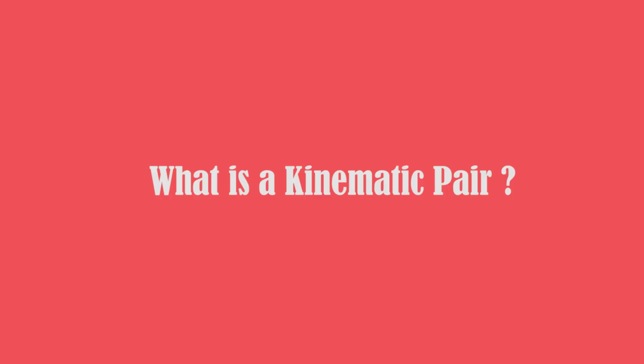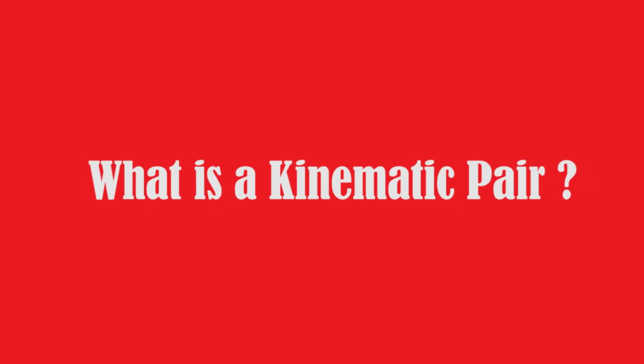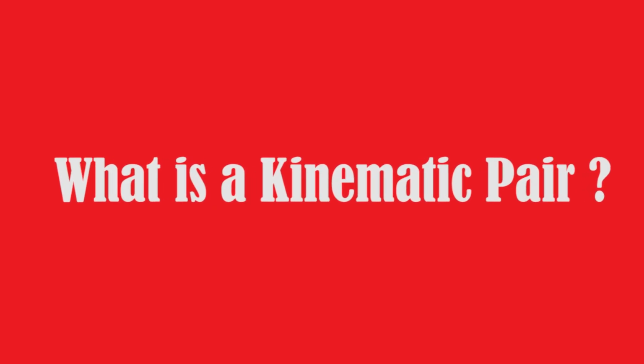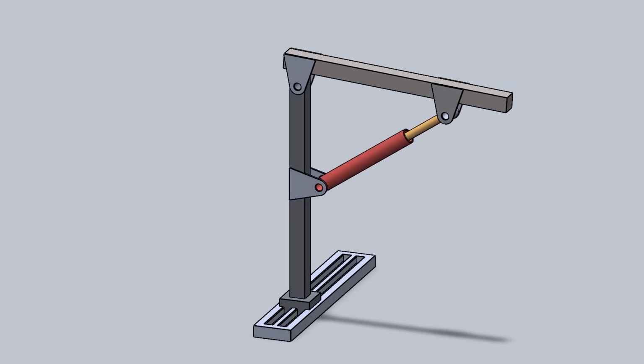Today we are diving into two fundamental kinematic pairs used in machines, robotics and mechanisms. Now first let us see what is a kinematic pair. A kinematic pair is a connection between two parts that allow motion. These pairs define how parts of a mechanism move with respect to each other.